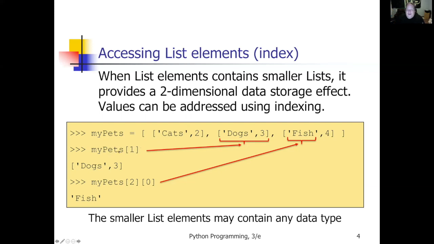So what is my pets index 1? Well, my pets index 1 is this sublist. I'm referring to this list with the string dogs and then the integer 3. And that's what I get back.